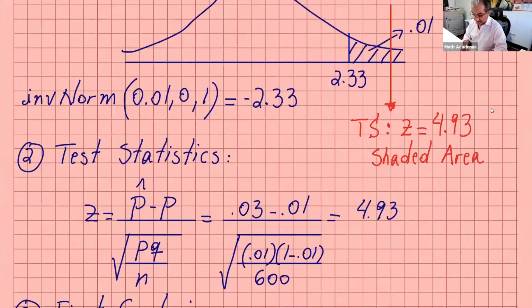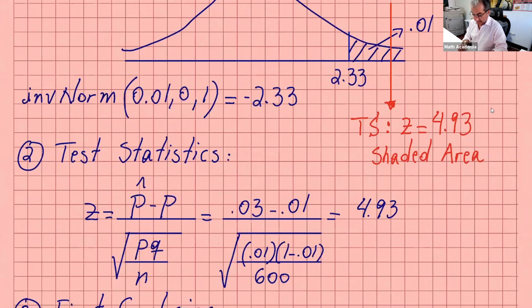The test statistic, you have all these formulas. It's given to you already. You don't have to memorize them. But it's p hat minus p over square root of p times q over n. So it's 0.03 minus 0.01 divided by the square root of 0.01 times 1 minus 0.01 divided by 600. And if you use your calculators, you get 4.93.